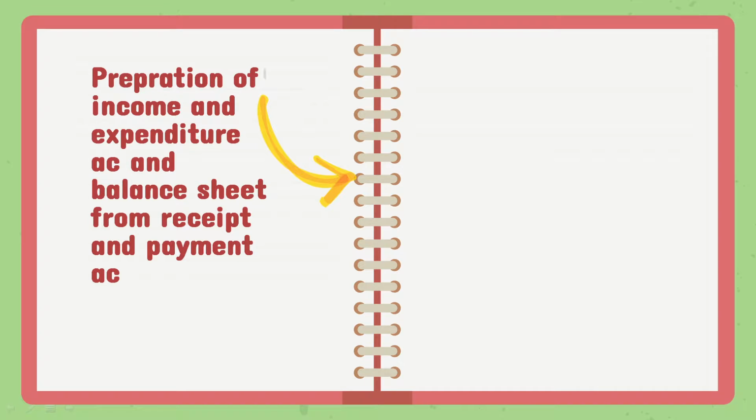Look, in grade 11th, we were given a trial balance and asked to create the trading account, profit and loss account and balance sheet from it. Here we'll be given a receipt and payment account and asked to create an income and expenditure account and balance sheet from it, with some additional adjustments and information. So how do we prepare it?